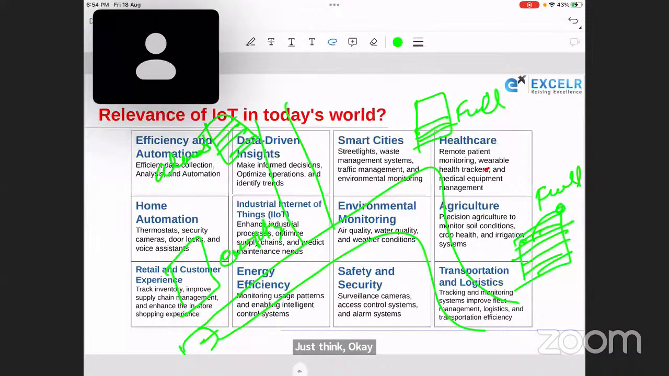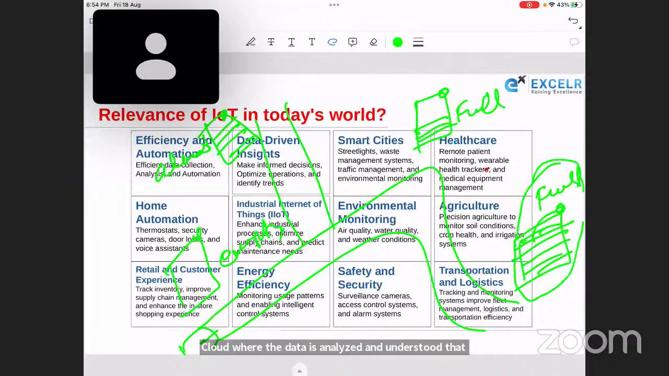Okay, so now what happens? If all these garbage bins have a sensor and it sends data to the cloud, where the data is analyzed, it is understood that this is the first and most important. This has to be collected today. We need not go to this until it is half filled. This we should not go to at all. This also we will go to tomorrow because it's not fully filled. And we know by data how much filling is happening on average every day.